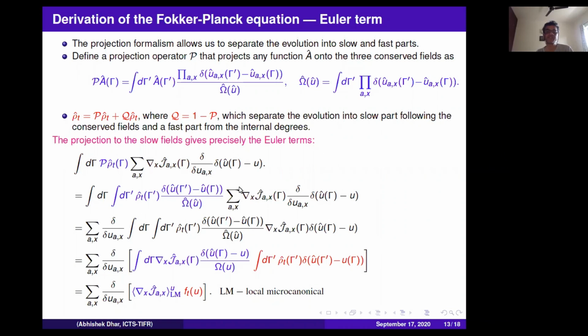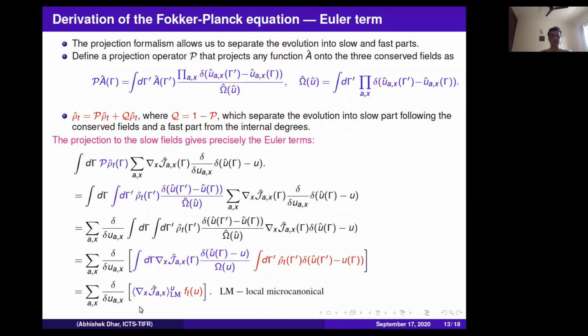What you can show is that you can write it as this object, which is again F, and this object, which is the expectation of the divergence of J in this microcanonical ensemble. This is a local microcanonical ensemble, basically defined by this object, but with U hat replaced by a C-number field. You can just imagine I have a slowly varying field, and in each region the system is in local equilibrium. And I define my current expectation using this local microcanonical ensemble.